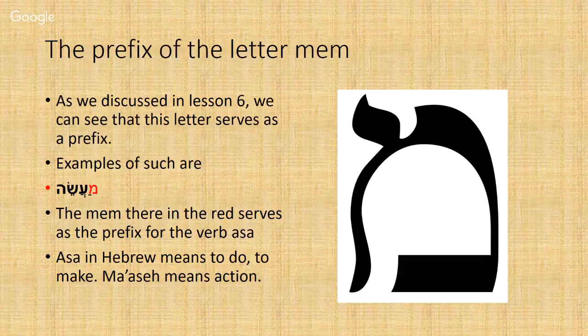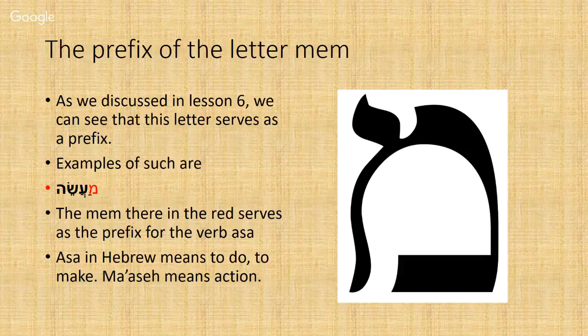All right. The prefix of the letter mem. As we discussed in lesson 6, we can see that this letter serves as a prefix. Examples of such are ma'ase. Now, for those who've been following meticulously, I didn't have to put in ma and then say it like that, because if you followed and understood lesson 1 through lesson 11, you should have been able to see, oh, that's the word ma'ase. That's why I keep emphasizing, study the lessons before this, even though they'll all be online. The mem there in the red serves as the prefix to the verb asa. Asa in Hebrew means to do or to make.